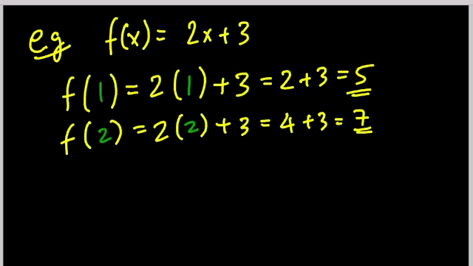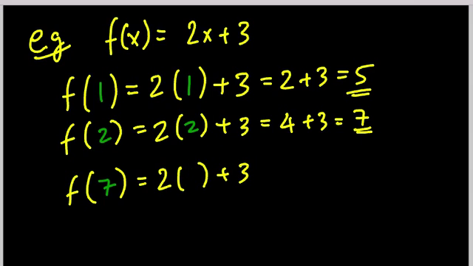Let's try 7. Let's say I have an input of 7. Once again, it's 2 times the input, plus 3. The input is 7, so that's equal to 2 times 7, that's 14. And 14 plus 3, well, that's 17. Therefore, for an input of 7, I have an output of 17.